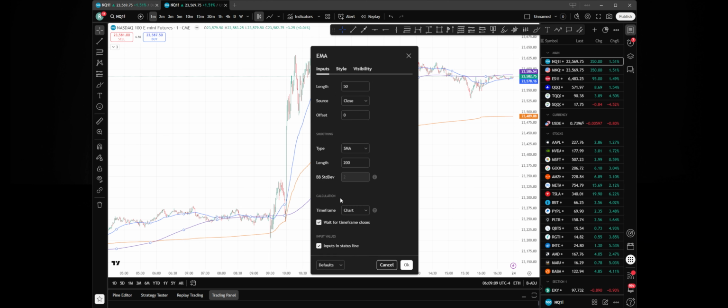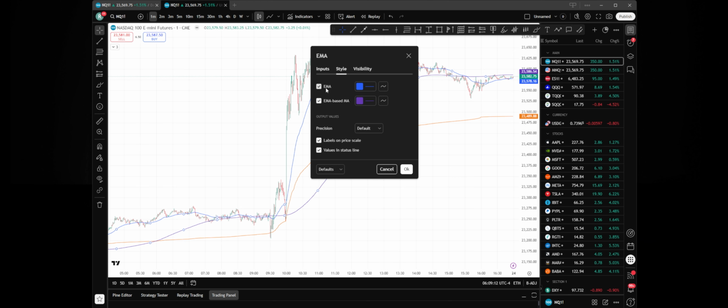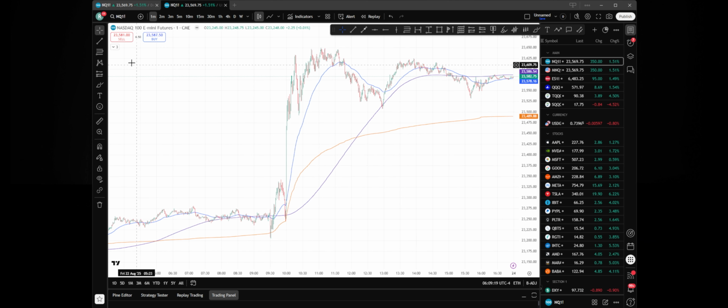Now, once you have these settings, you want to go to style, and then you want to make sure you turn the EMA on, and the EMA based MA, which is the 200 simple moving average. Great. Now, next up is the VWAP.